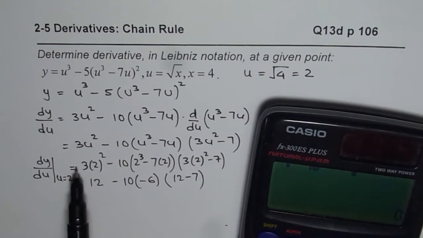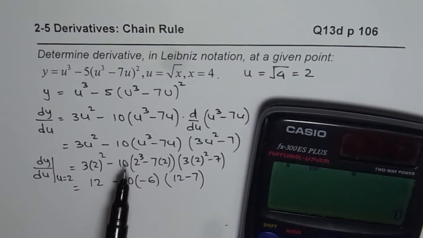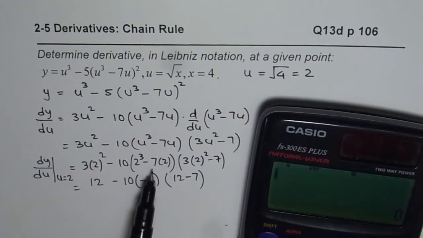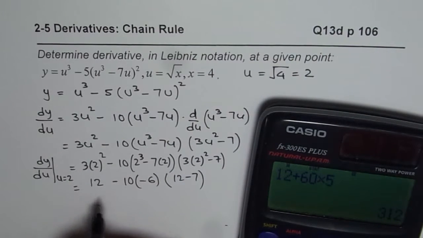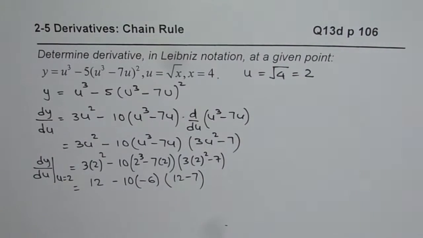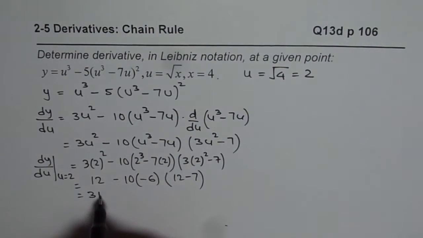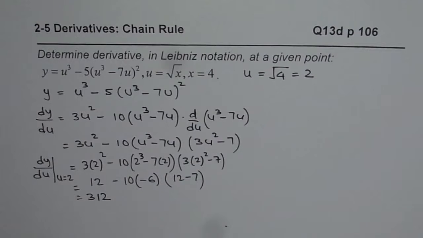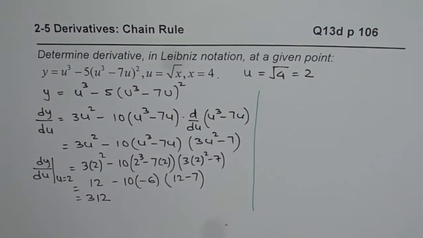So 4 times 3 is 12, that's correct, and then we have 8 minus 14, which is minus 6, and 12 minus 7 is 5. So we have 12, this is plus 60, times 5. So I hope that is correct, 312. So let me write this as 312. Well, my calculations could be wrong, so you should check your calculations. So what we did was find dy/du.